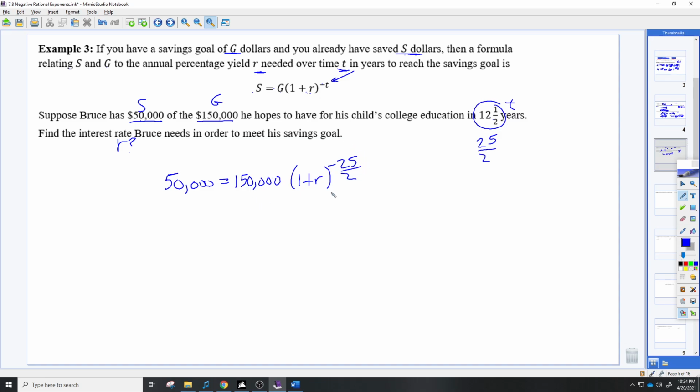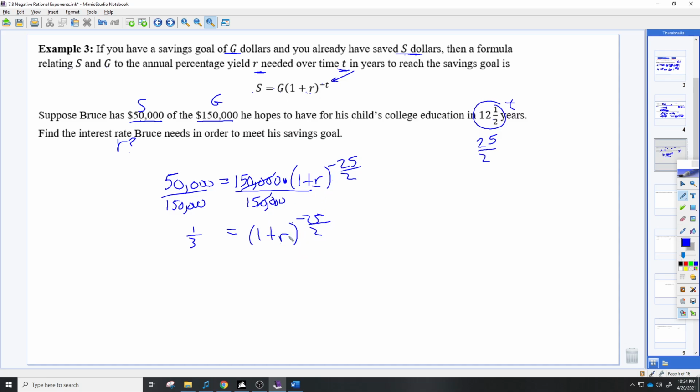Okay, now we're just going to unpack this whole thing. Our goal is to get r by itself. I'm not going to work with this just yet. I'm going to get rid of this 150. So since you have multiplication between these two things here, I'm going to divide by 150,000 on both sides. And so I kind of already expressed that we're trying to triple his money. So if you take 50,000 divided by 150,000, that's going to give you 1 over 3, or a third. If you got decimal, that would be 0.333 repeating. So that cancels this out. So we have 1 plus r to the negative, here we go, negative 25 over 2.